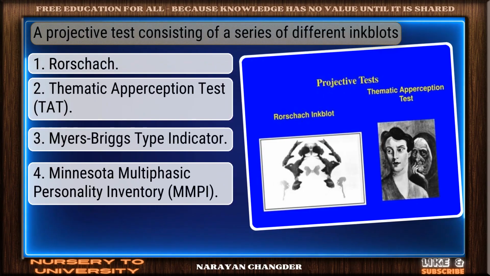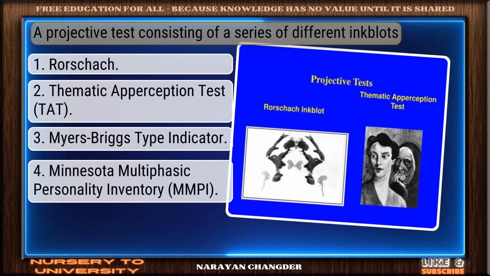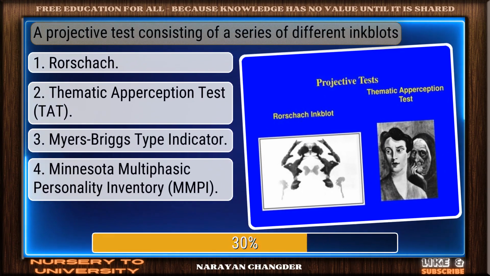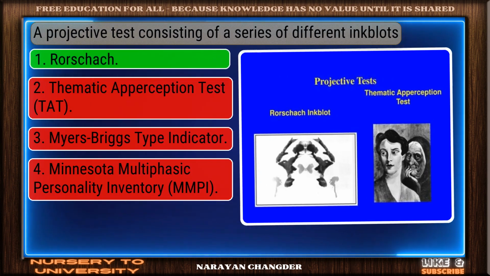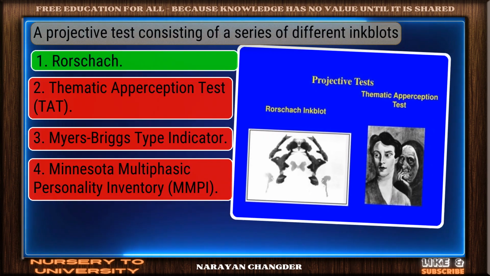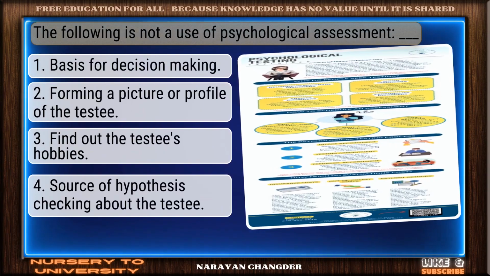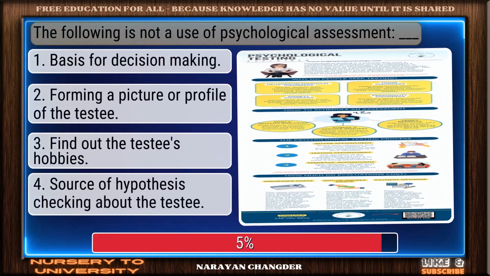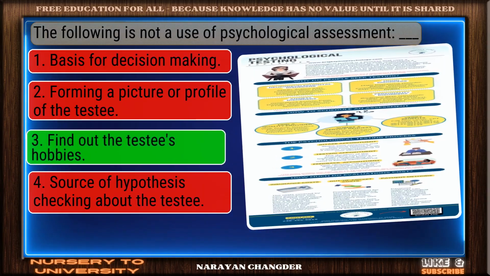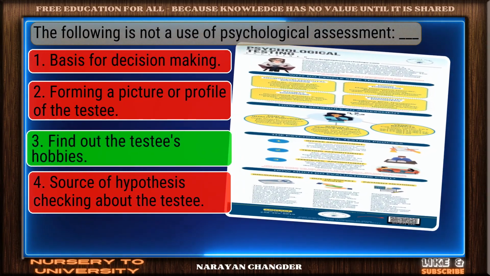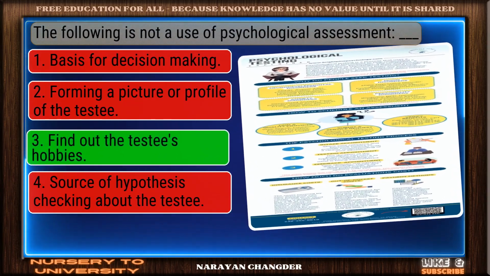A projective test consisting of a series of different ink blots. Sharp thinking. Rorschach is the right choice. The following is not a use of psychological assessment. Dash. Excellent choice. Find out the testee's hobbies is the right answer.